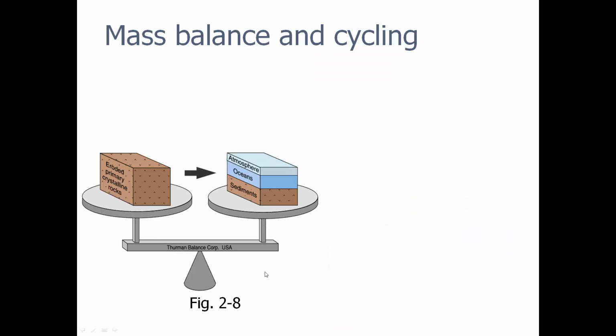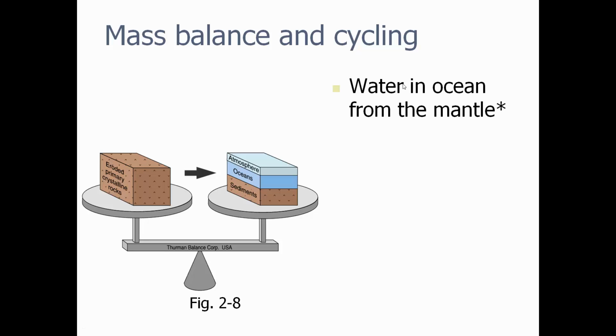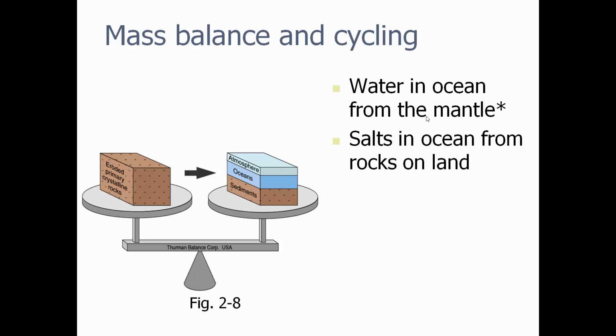Mass balance and cycling. If we talk about eroded material and crystalline rocks going into the ocean, we have an atmosphere, an ocean, and sediments, and it's going into each of these things. Primarily it's sediments, but it does dissolve ions, and it does go into the air as particulates as well. Water in the ocean comes primarily from the Earth's mantle. Salts in the ocean come primarily off the rocks from land, and from volcanic activity, both minor, like the black smokers, and very large, like plate tectonics.